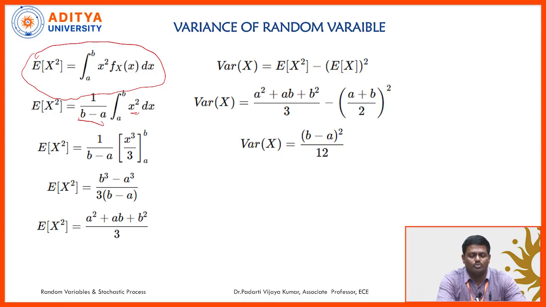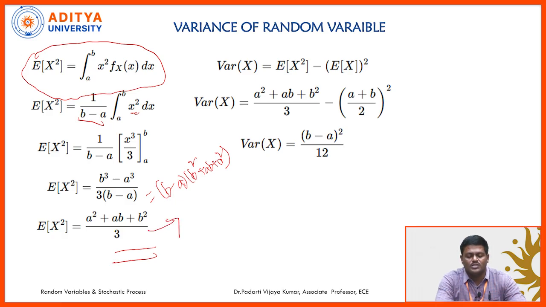So it will be equal to (b cube minus a cube) by 3 into (b minus a). We know the formula of b cube minus a cube: (b minus a) into (b square plus ab plus a square). B minus a cancelled out, b square plus ab plus a square by 3 will be the result, and this is nothing but the mean square value.